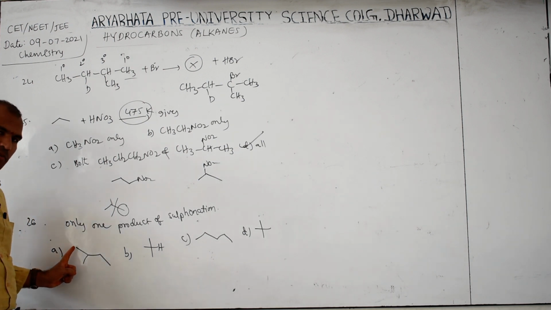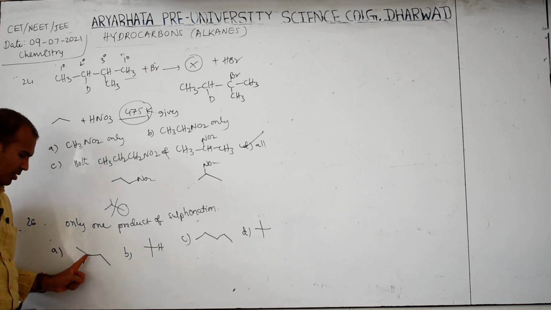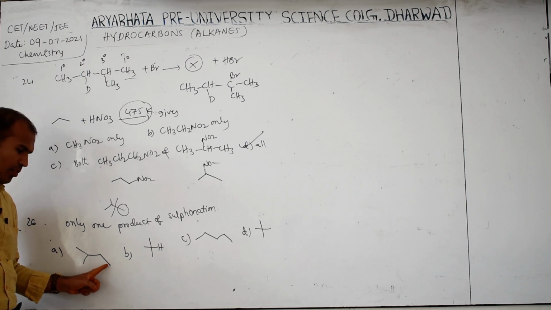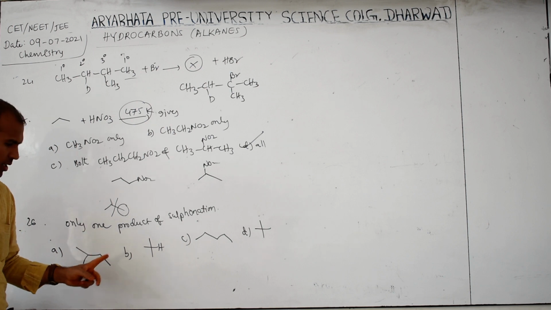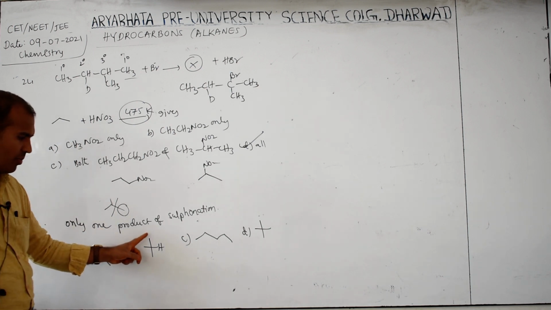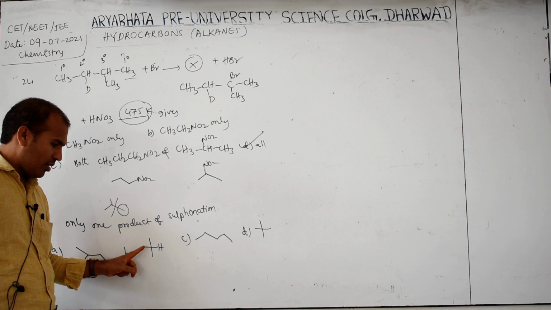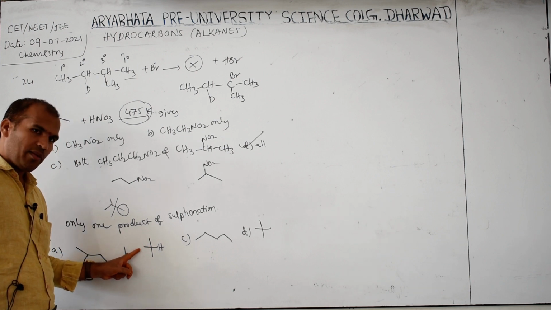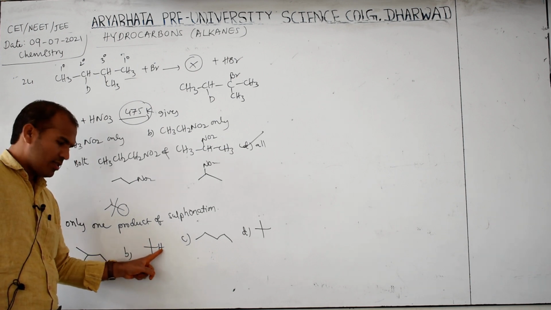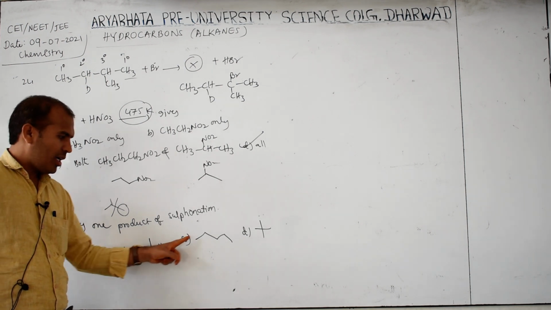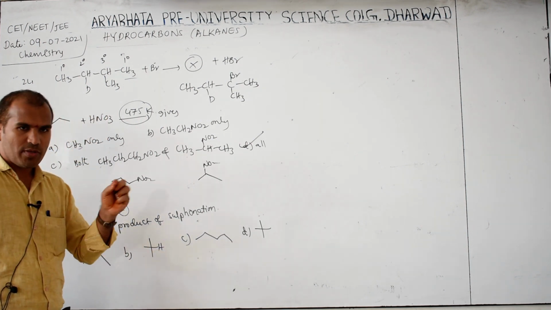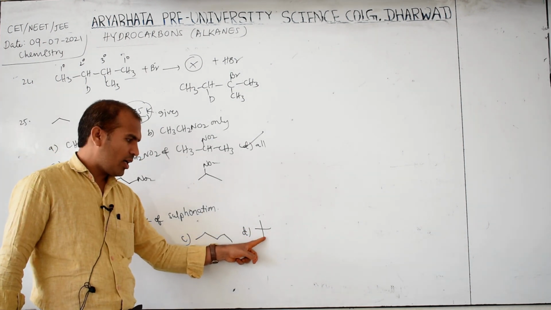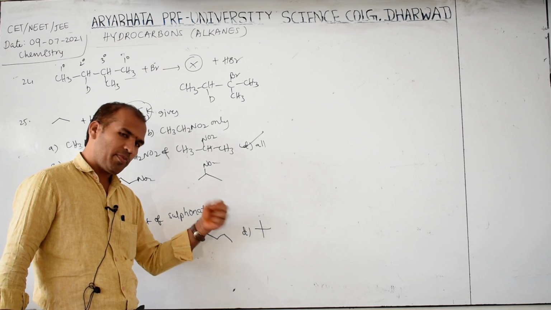Here how many types of carbons are there? Primary, this is tertiary, secondary, primary. So primary forms one type of product, secondary forms another, tertiary forms another. Only one is not there here. How many products? 2, 3 products are there. Here primary, primary. This is tertiary. Here primary, secondary, primary. So primary possible, secondary possible. Here 1, 2, 3, all are primary only.